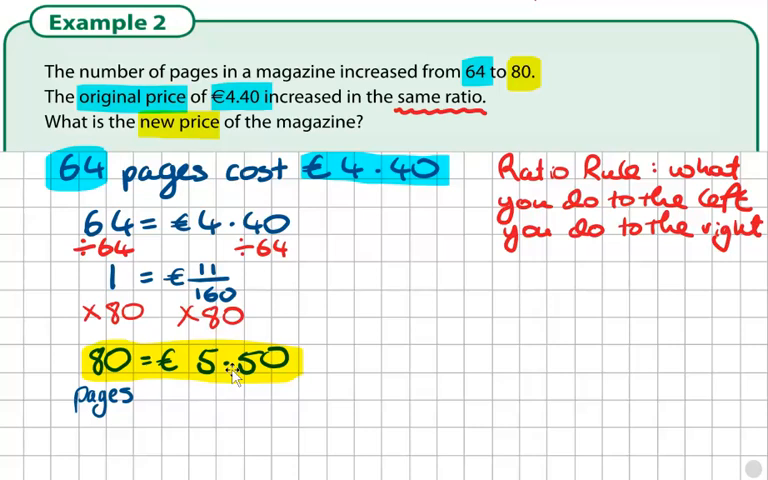And always check, does your answer make sense mathematically? If 64 pages cost €4.40, we would expect 80 pages to cost more than €4.40. And €5.50 is more than €4.40. But it's not too much more either. Like if you got an answer of €550 here, that would not make any sense mathematically. So the new price of the magazine is €5.50. Don't forget your unit of measurement. Don't forget your euro symbol.